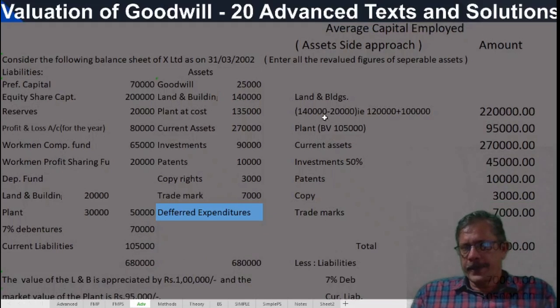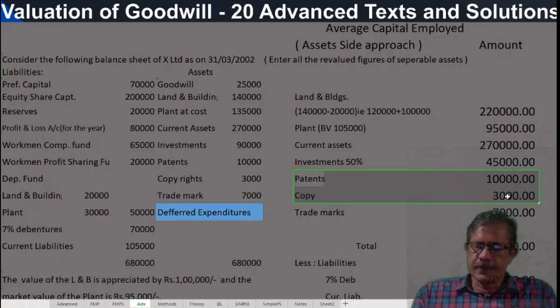So capital employed: assets taken over at revalued figures, which include intangibles, but do not include the value shown in the books and deferred expenditures. This deferred expenditure is always excluded from net worth. Always, even for other purposes, these deferred expenditures are not considered. For all purposes hereinafter, net worth is the subject matter.